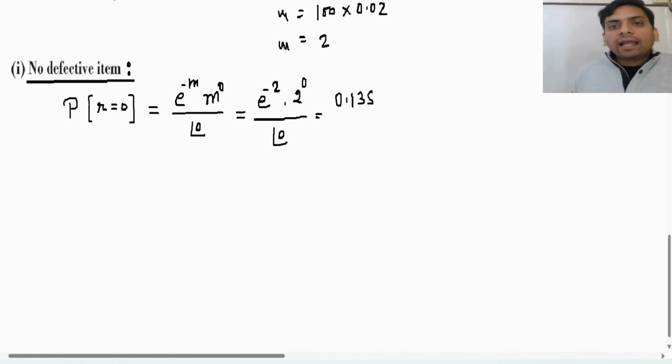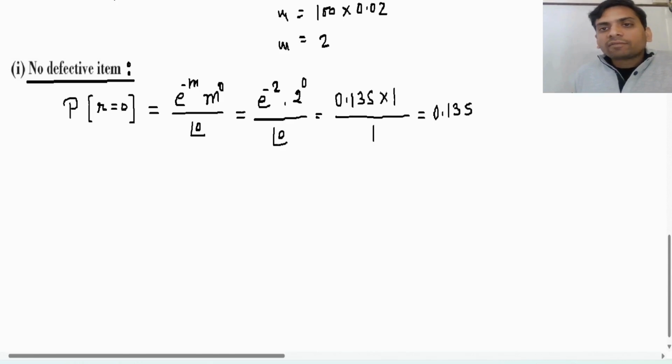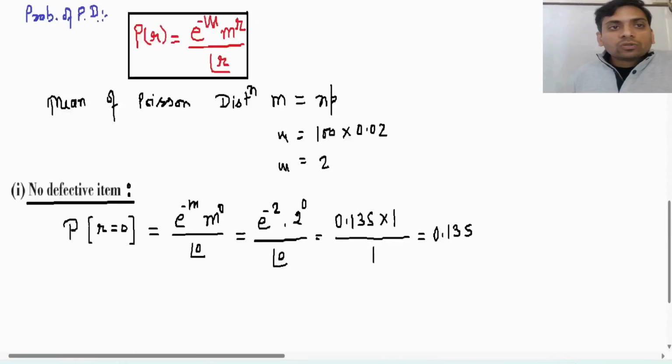So the value of e raised to the power minus 2 is 0.135. And this quantity multiplied by 2 raised to the power 0 means 1. If the power is 0, then this quantity becomes 1. And factorial 0 is again 1. So the answer of this part is 0.135. This is the probability of no defect, or we can say probability of 0 defect. Is it clear? Any doubt? Confusion? Okay.